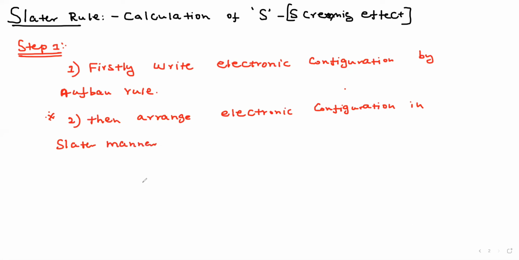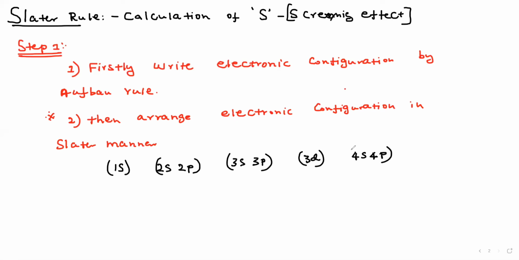See, S orbital, P orbital group, D group, F group, okay? 1s, individual group. 2s, 2p, one group. 3s and 3p, one group. And 3d, separate group. Then 4s, 4p, one group. Then 4d, individual group. And 4f, individual group. You got the point.